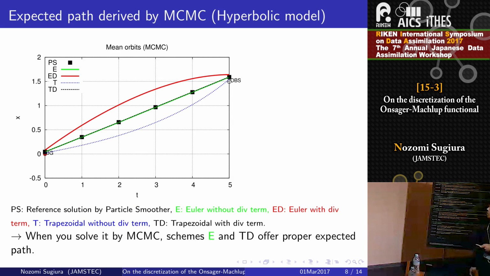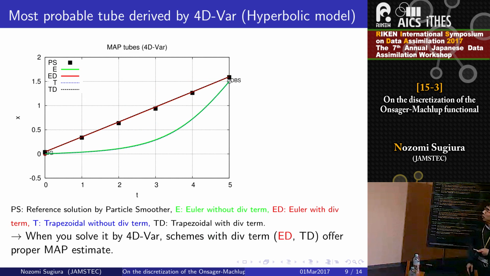This is the same thing, but just the mean orbits, the expected path. You can see that the particle smoother, the black one, coincides with E or TD. They are the right answer. But T or ED are not right. But if you solve this by 4D-Var, the right answer is provided by ED or TD, which means we always need the divergence term.